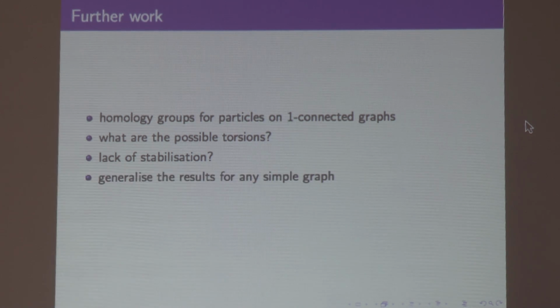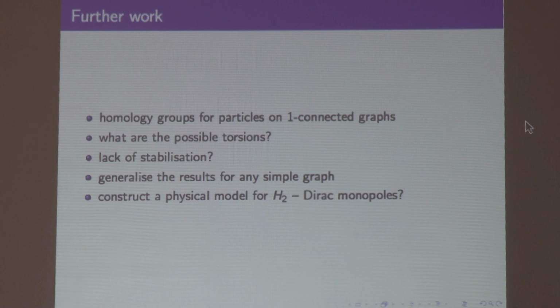Maybe generalize this procedure for any simple graph. And also, we have an idea of how we might construct a physical model for H2. Because the second homology group is isomorphic to the second cohomology. And the elements representing the cohomology group are closed, non-exact two-forms, and they can describe Dirac monopoles. So we might have some Dirac monopoles in these configuration spaces. And the question is how to construct the proper gauge field and proper connection form.